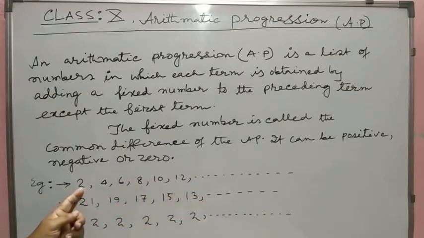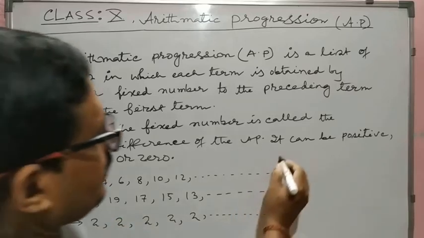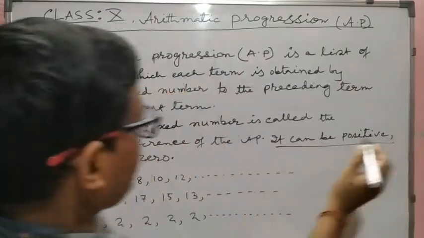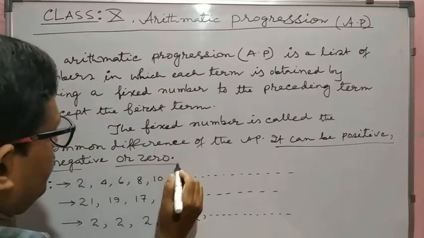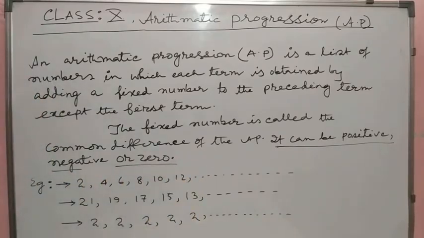Here 2 is the first term, 4 is the second term, then the third term, and so on, and the common difference is 2. This is another AP. Here the first term is 21, the second term is 19, but the common difference is minus 2. This is also an AP. Here the first term is 2, the second term is also 2, but the common difference is 0. That is why we have written that the common difference can be positive, negative or 0. So this is the definition of AP.